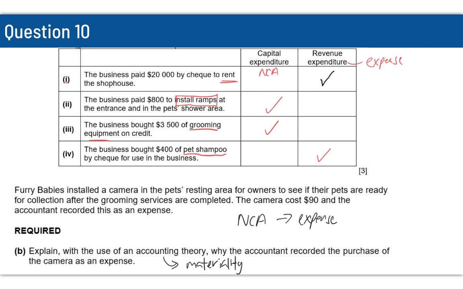So this theory says that if the amount that you spend is insignificant, meaning too small compared to the rest of its non-current assets, it is okay to justify it as an expense because it does not make a difference to decision making. So this is how you should explain the answer.